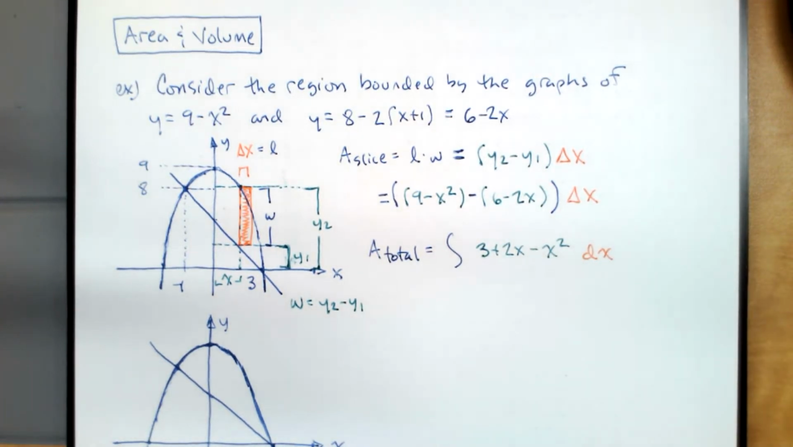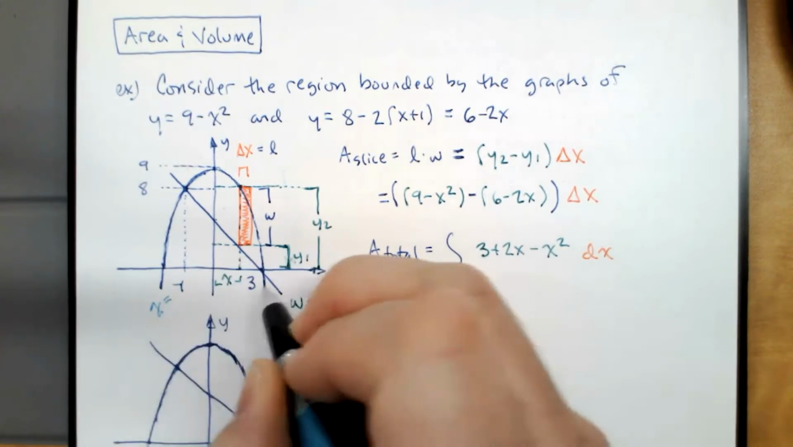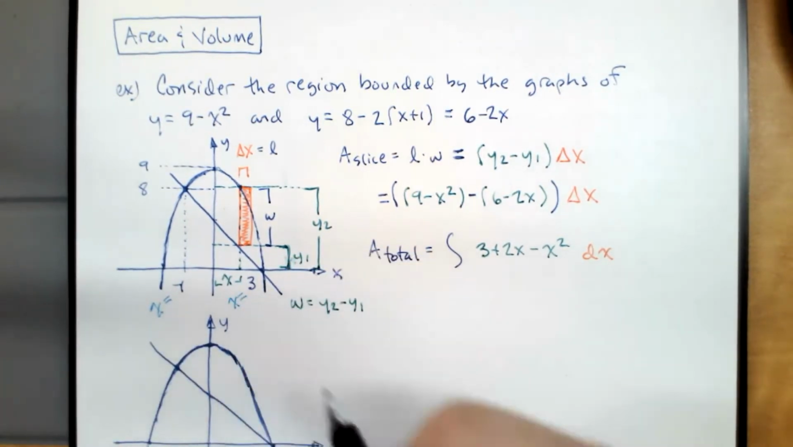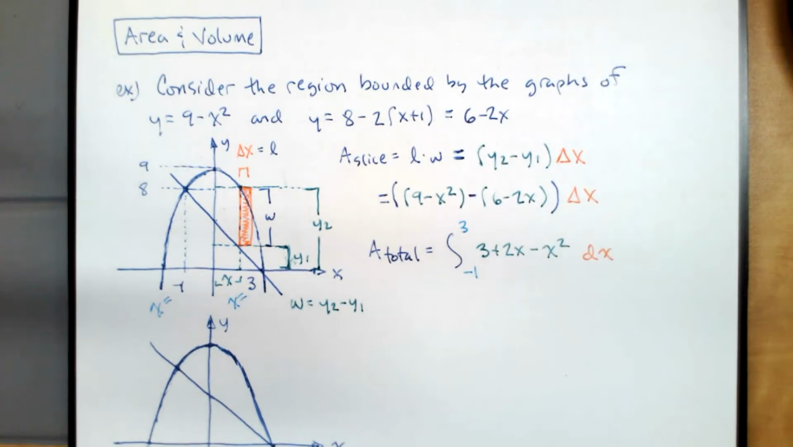Then the last thing we'd have to do is go and look for the values of x where we have one of these books. And the books start here at -1 and end when x equals 3. So integrate from -1 to 3. Questions?